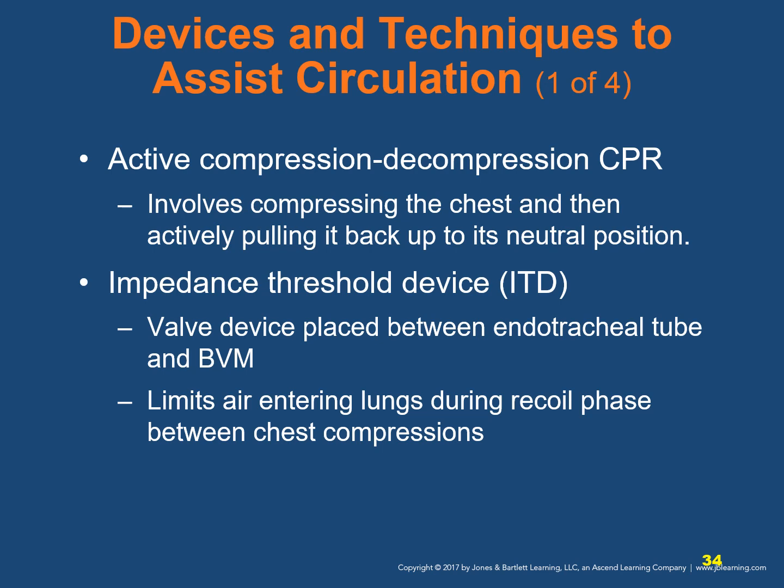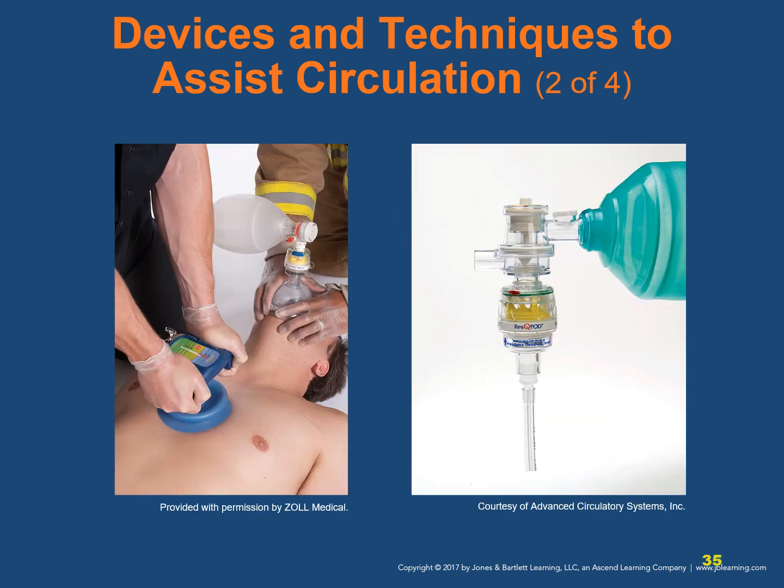Impedance threshold device, ITD, is a valve device placed between the ET tube and the bag valve mask. It may also be placed between the bag and mask if an ET tube is not in place. This limits the air entering the lungs during the recoil phase between chest compressions. The first figure on this slide is an active compression decompression CPR device. The second figure on this slide is an impedance threshold device.